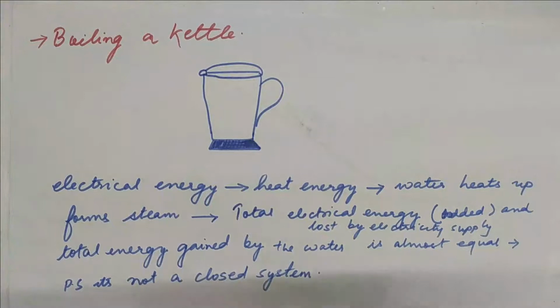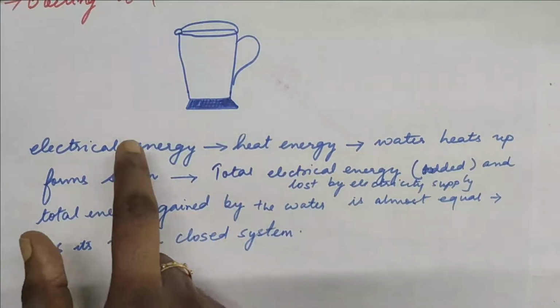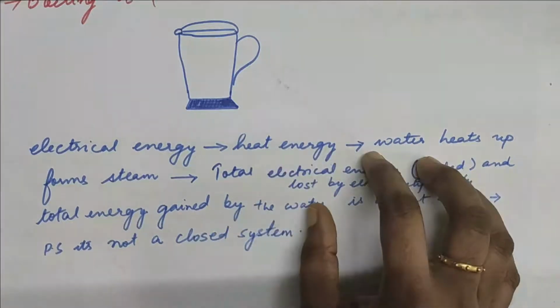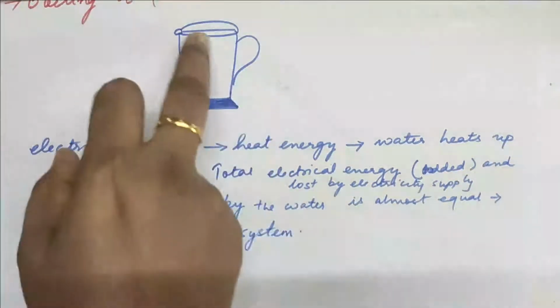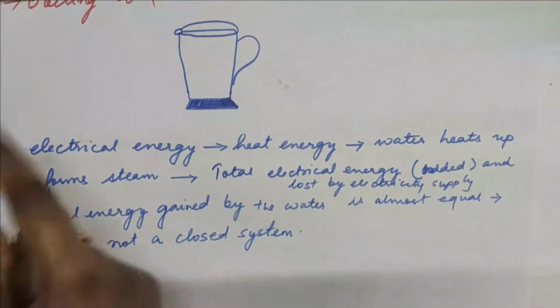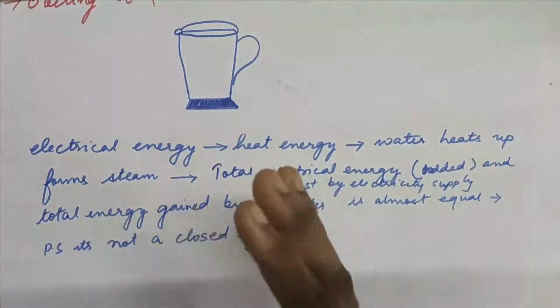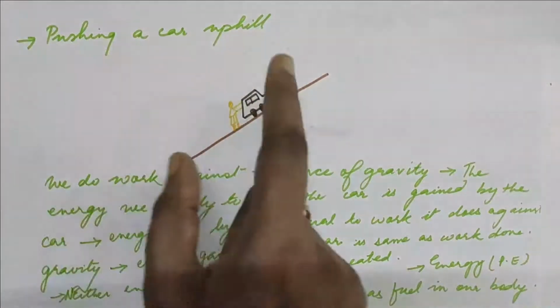Let us try to understand boiling water in a kettle. When we are boiling water in a kettle, you know that a kettle works with electrical energy. So when the coil gets the electrical energy, it starts getting heated up and in turn heats the water. When the water is heated, it changes into steam. So the total electrical energy which is lost by the electrical supply is equal to the energy which is gained by the water. And even though this is not a completely closed system, you can see that the energy gained and lost are more or less the same.